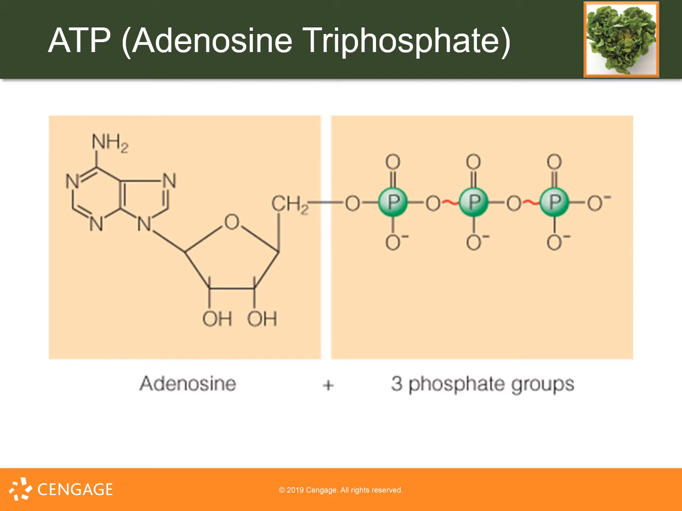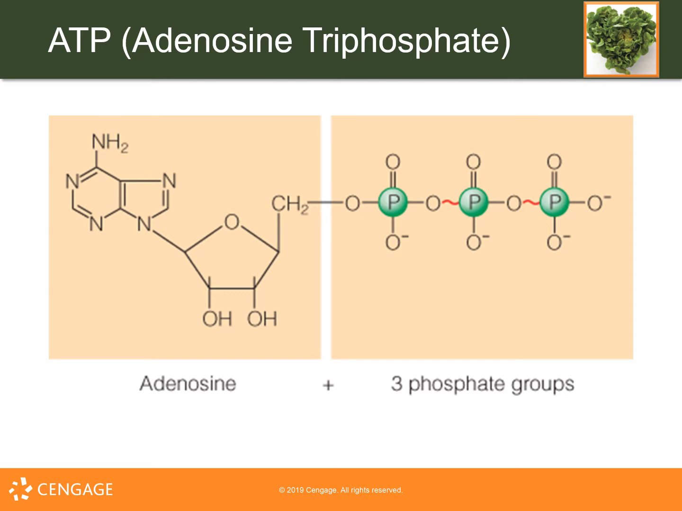ATP, or adenosine triphosphate. You have an adenosine molecule and 3 phosphate groups. ATP is very important because it both captures and releases energy. Some of the energy released during the breakdown of glucose, glycerol, fatty acids, and amino acids is captured in ATP.